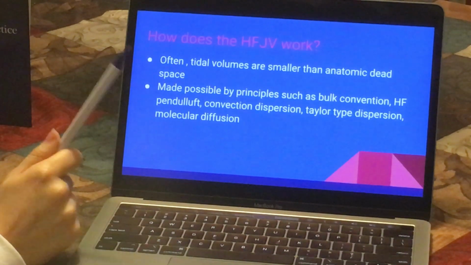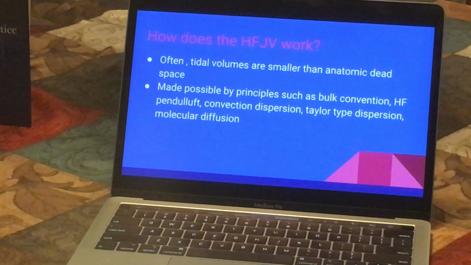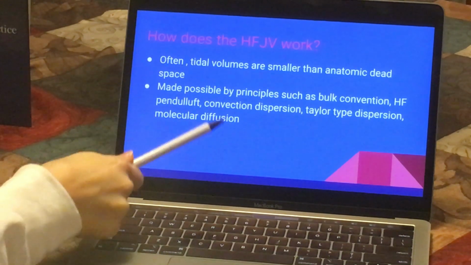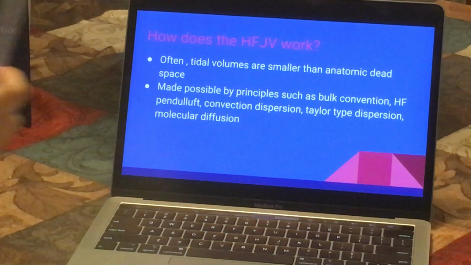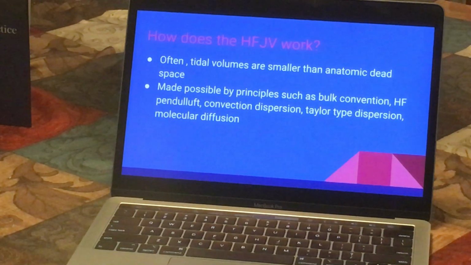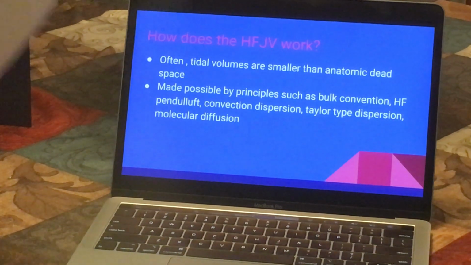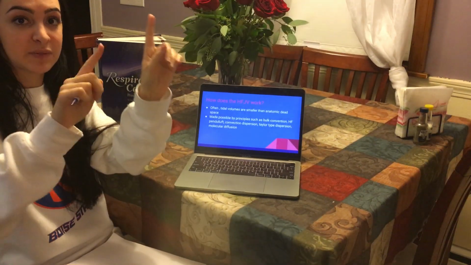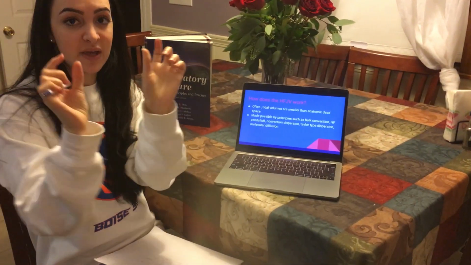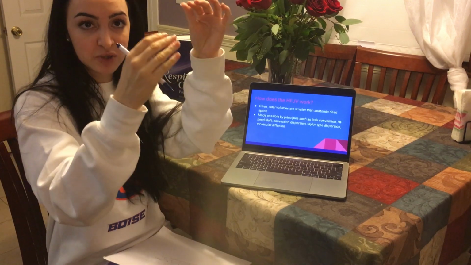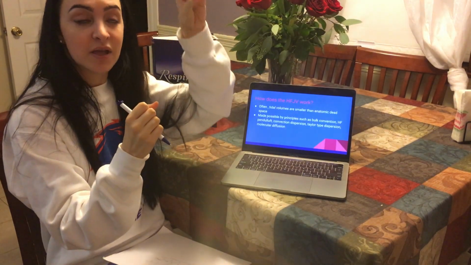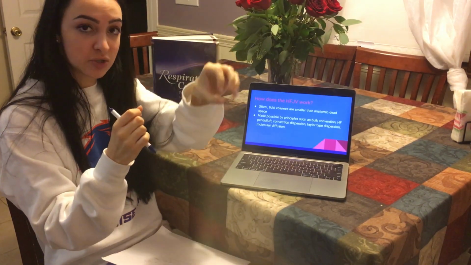So tidal volumes, like I said before, are often smaller than your anatomic dead space, and they use a lot of special types of principles of gas exchange to make this possible, which is sort of like the picture I drew you, where we always have pulsating down while one's pulsating up. And this happens at very, very small volumes within the machine, and it'll pulsate. And through attenuation through the tube, the pressure goes down.